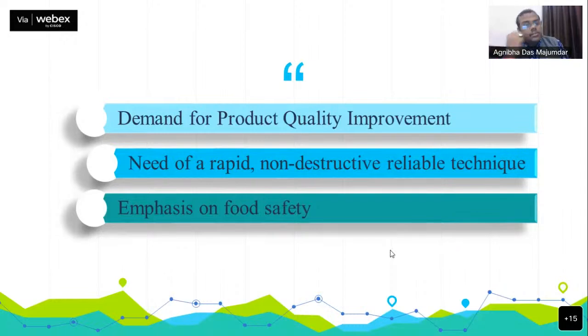And also, it can emphasize food safety. So if the food quality parameter is taken into the picture, automatically food safety can be placed there, because food safety is none other than related to food quality only.